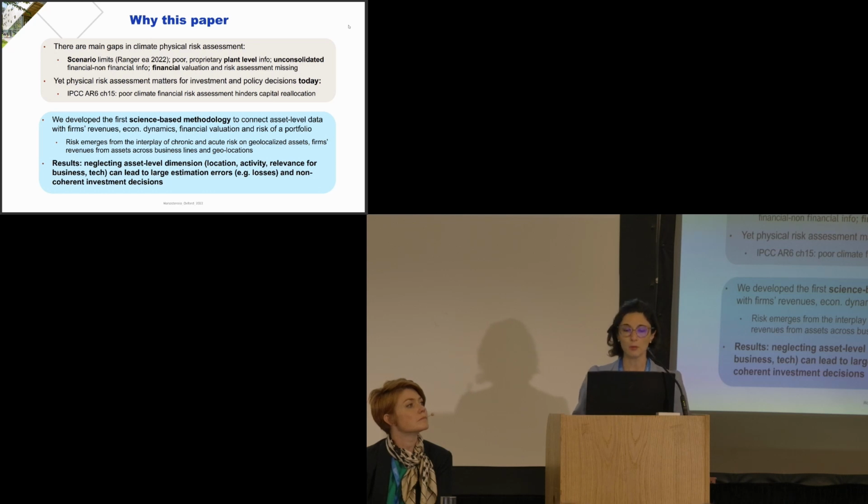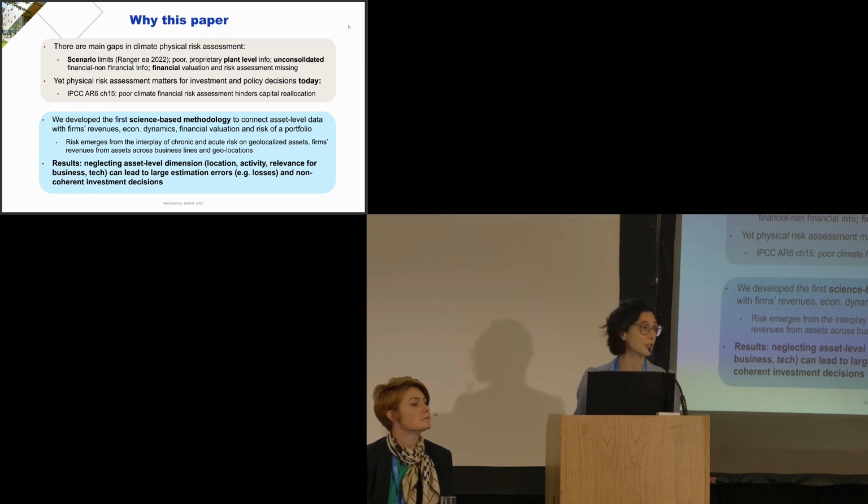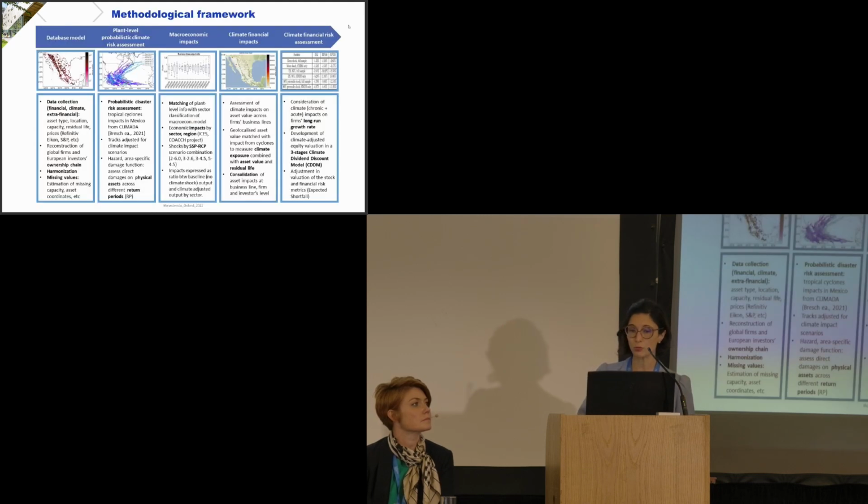Where does risk come from? In our approach, risk emerges from the interplay of chronic and acute shocks on geolocalized assets and firms' revenues from assets across different business lines. The result that you obtain, and I will drive you through in the next slides, is that neglecting the asset-level dimension, so the plant localization, activity, relevance for the business revenues, and technology, can lead to large estimation errors, so potentially large underestimation of losses, and non-coherent investment decisions in terms of risk management.